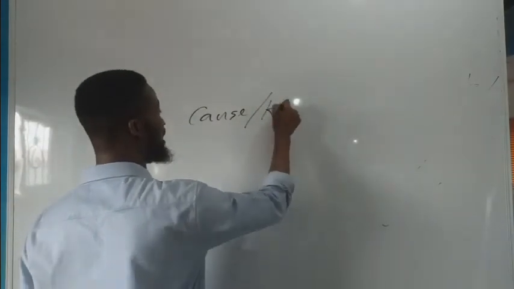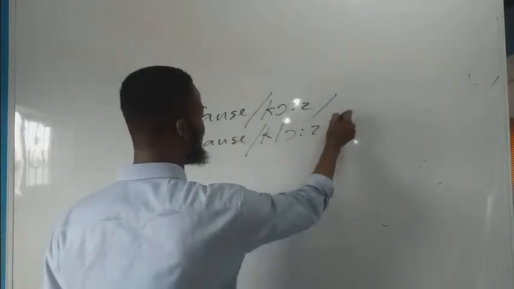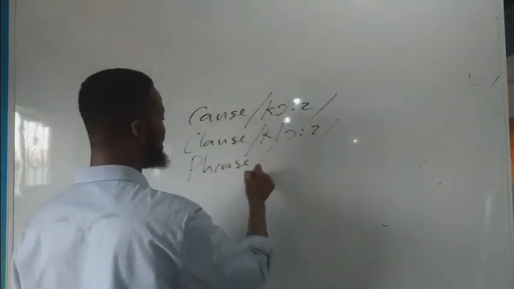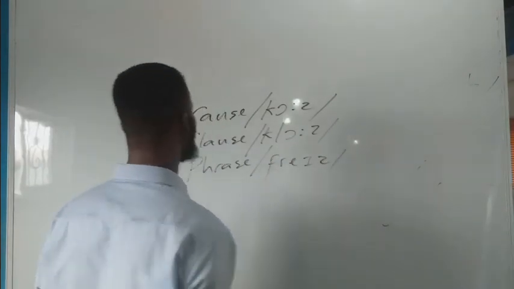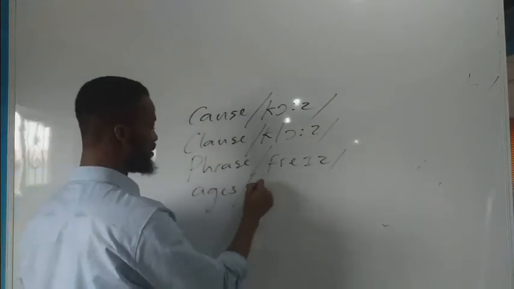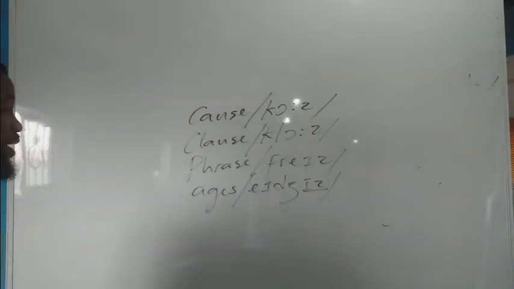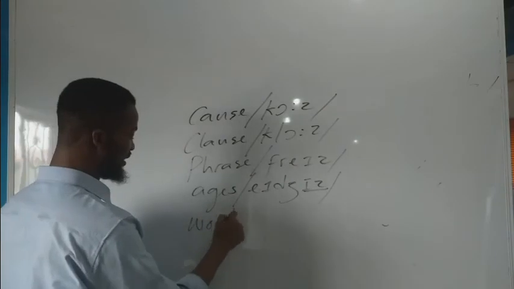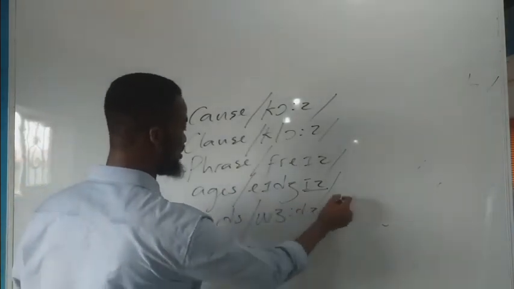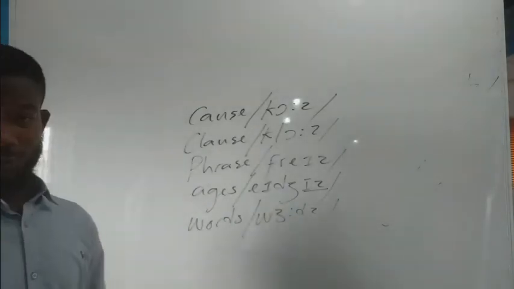So common words where we have S pronounced as Z. Common words, we have C-A-U-S-E. This is pronounced as cause. It's found in C-L-A-U-S-E. This is pronounced as clause. It's found in P-H-R-A-S-E. This is pronounced as phrase. S turns to Z here. We have A-G-E-S. This is pronounced as ages. It turns to Z. These are normal words where we have S come to Z. In W-O-R-D-S, this is pronounced as words. These are just a few of the words where S turns to Z.